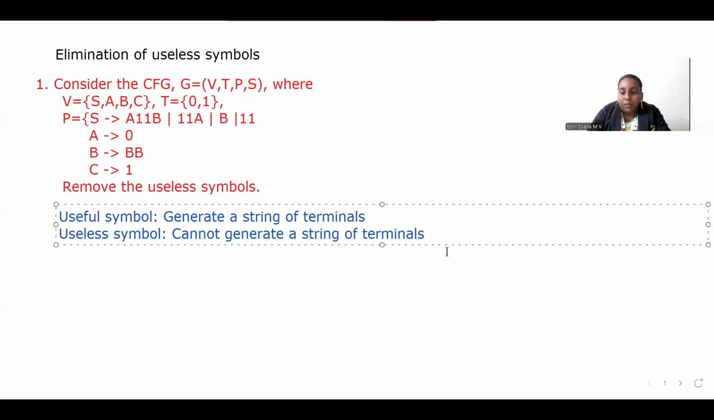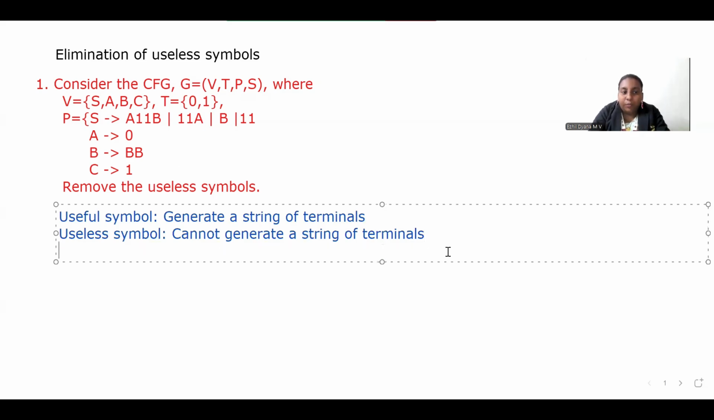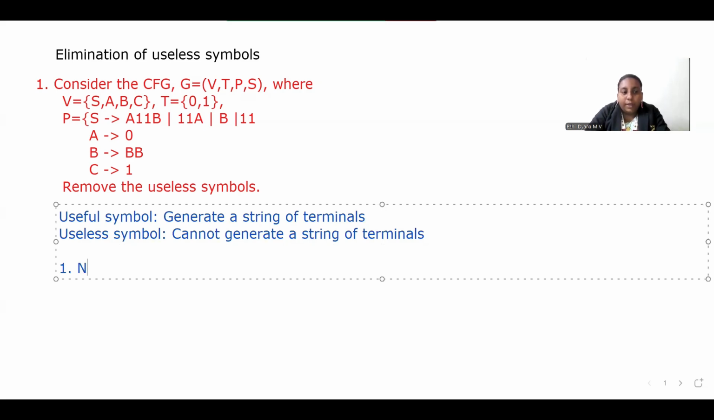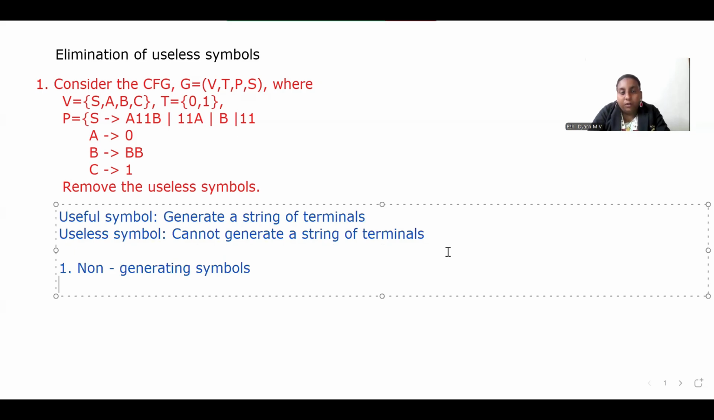So our question is to identify the useless symbols and to eliminate them. There are two kinds of useless symbols. One you call non-generating symbols. These are the symbols which cannot generate a terminal at all. It cannot give a string of terminals. Those are called non-generating symbols. And the second one is not reachable symbols. These are the symbols which we cannot reach from the start symbol. Those are called not reachable symbols.